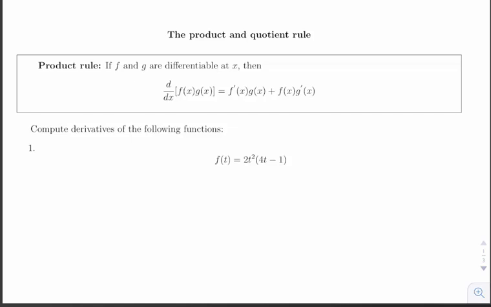In this video I will talk to you about the product rule for computing derivatives, and I will go through several examples showing how to apply this rule. So let's just jump right into it. We have the following rule.